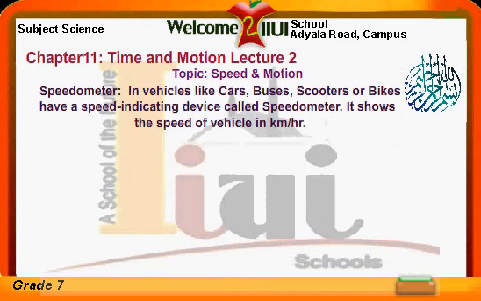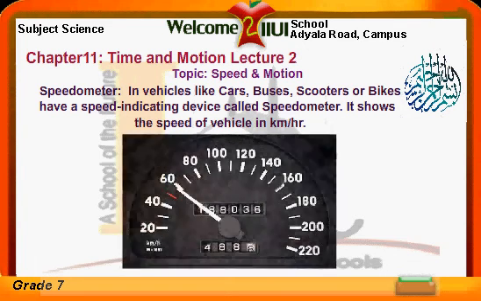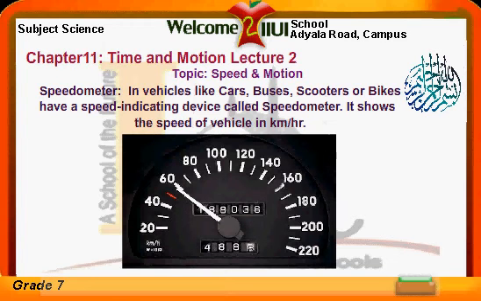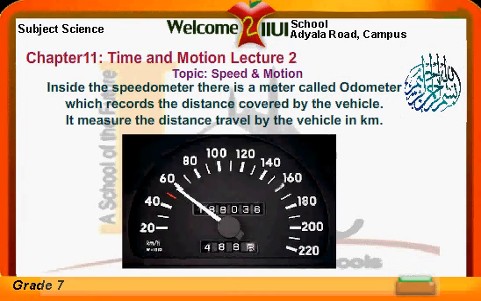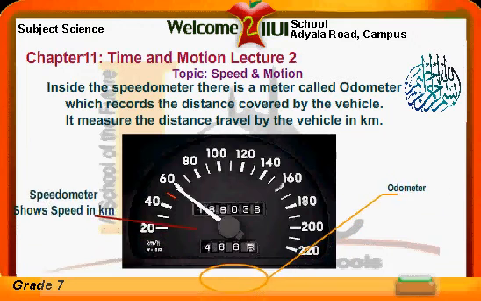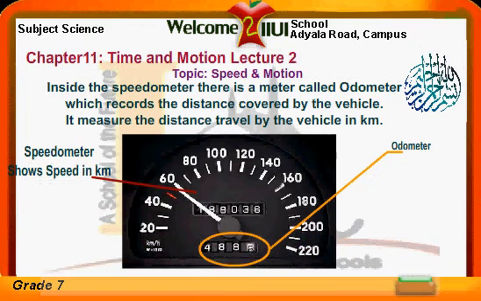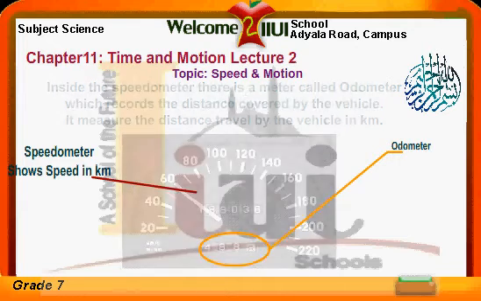Vehicles like cars, buses, scooters or bikes have a speed indicating device called speedometer. It shows the speed of the vehicle in kilometers per hour. Inside the speedometer, there is a meter called odometer, which records the distance covered by the vehicle. It measures the distance traveled by the vehicle in kilometers.